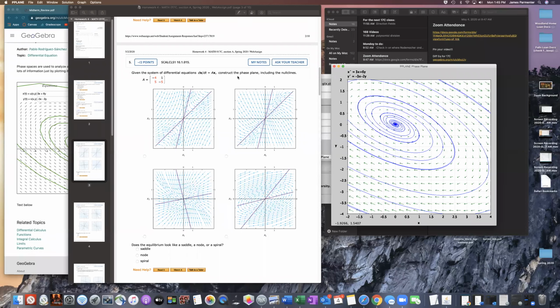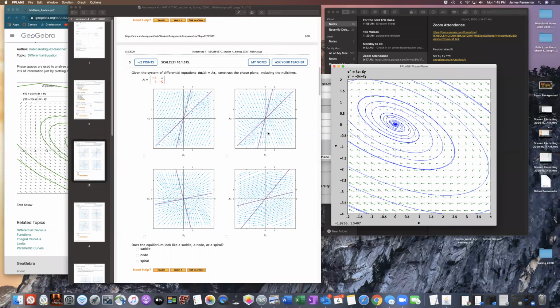I'm going to find the nullclines first, because they're not all the same. It's kind of a process of elimination: which kind of nullclines are they? So dx/dt is negative 4x plus y. I'm going to set that equal to 0, and we get y equal to 4x. So that's one of my null lines.